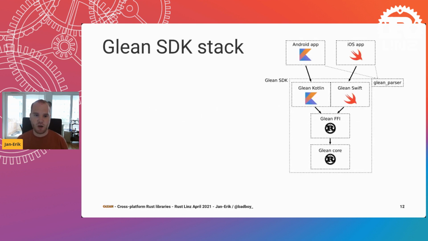So let's jump into how the SDK actually looks. The Glean SDK is split into several layers, each doing their part to build the full SDK. On the very low bottom layer, we have the Glean Core written in Rust, which builds all the functionality that Glean actually provides. On top of that, we have the FFI library, which is the binding between the low-level Rust code and the higher-level Kotlin or Swift code that is used later in the applications.